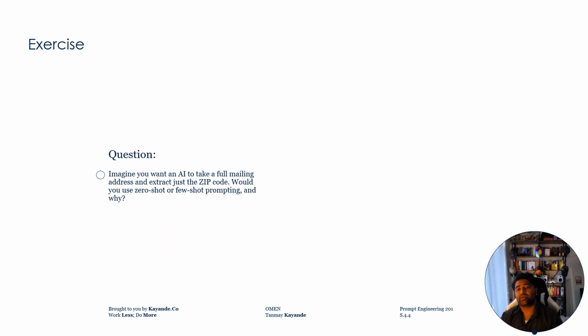Let's do a quick check. Imagine you want an AI to take a full mailing address and extract just the zip code. Would you use zero-shot or few-shot prompting, and why?